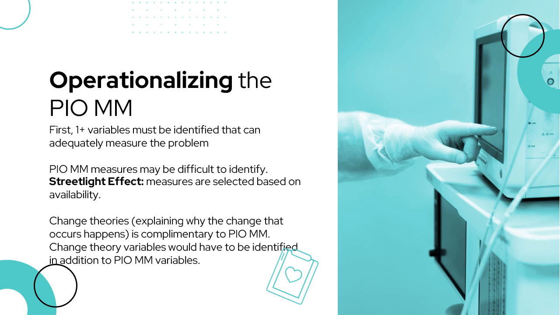Now, another thing is change theories, which are theories that explain why the change happens. They're complementary to the PIO-MM. Change theory variables would have to be identified in addition to these variables that we were talking about. So you're going to have kind of multiple sets of variables as you approach your study design.